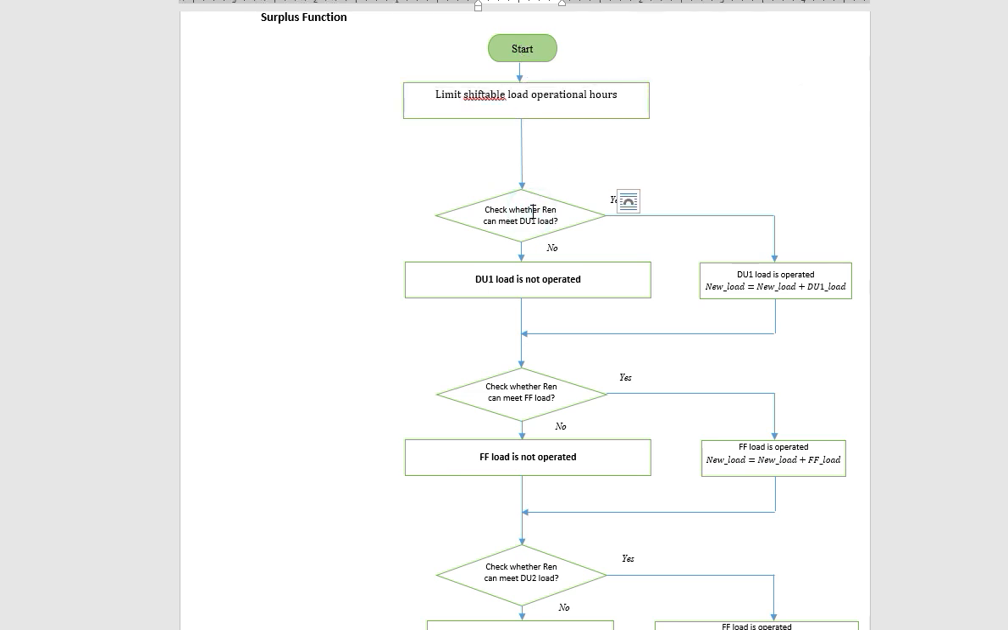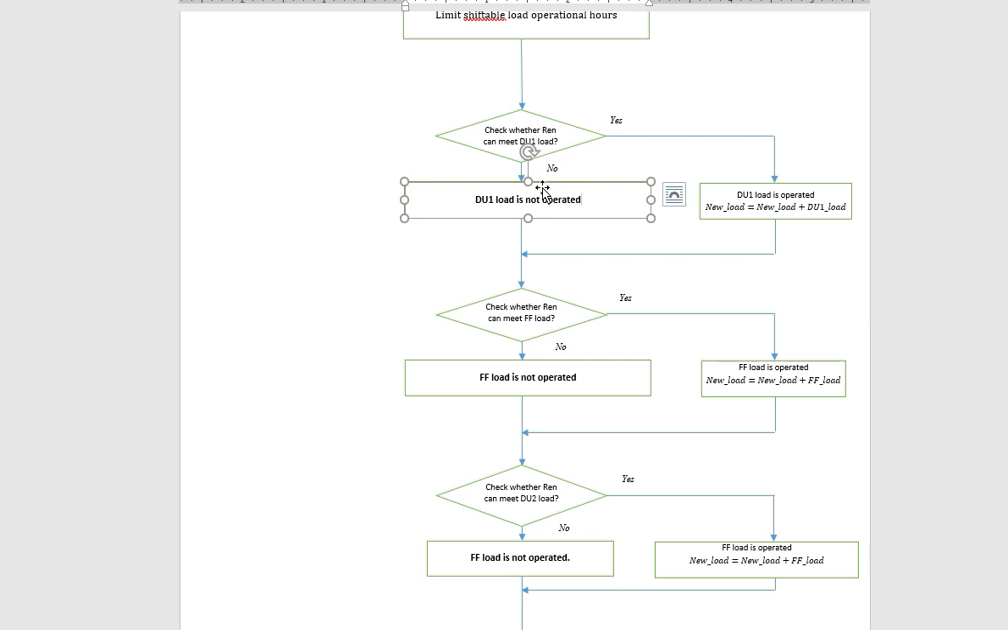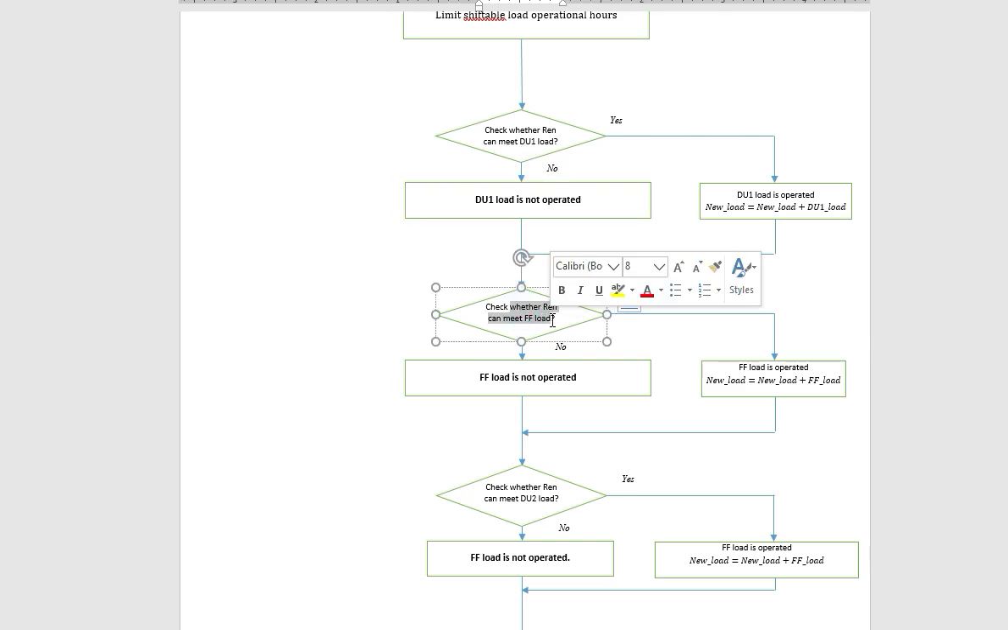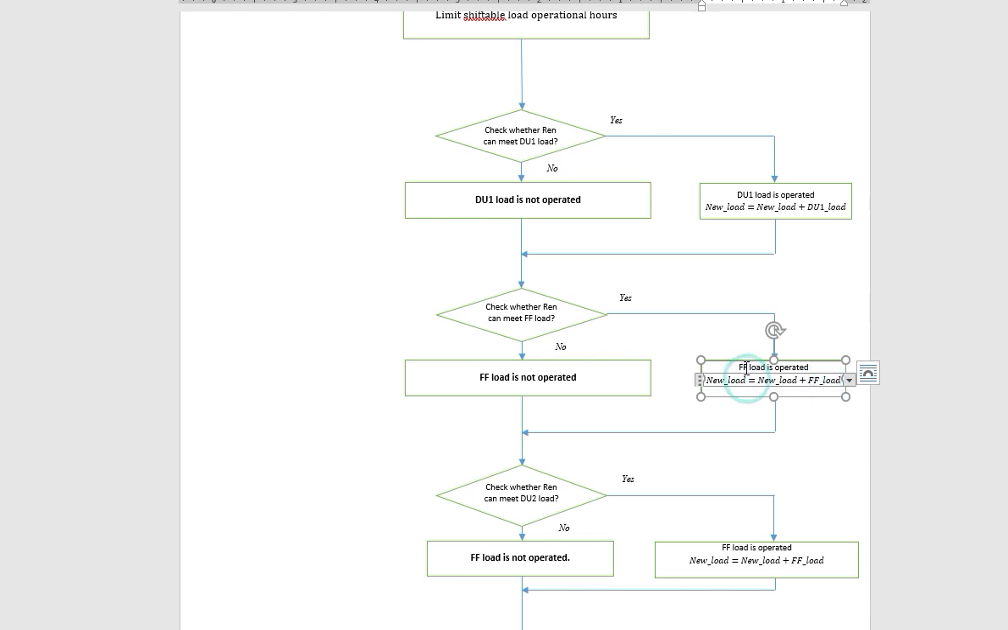Then after that, as in the surplus function the renewable is greater than load demand, we will be checking if the extra renewable energy available can meet the DU1 load. If yes, then DU1 load will be operated for this specific hour, and the load will be updated. Otherwise the renewable cannot operate DU1. Secondly, as DU1 is the largest one, the second largest one is the FF. So we are checking if the renewable energy can meet the FF load. If yes, then add this FF load to the load and turn it on, otherwise cannot operate the FF load.